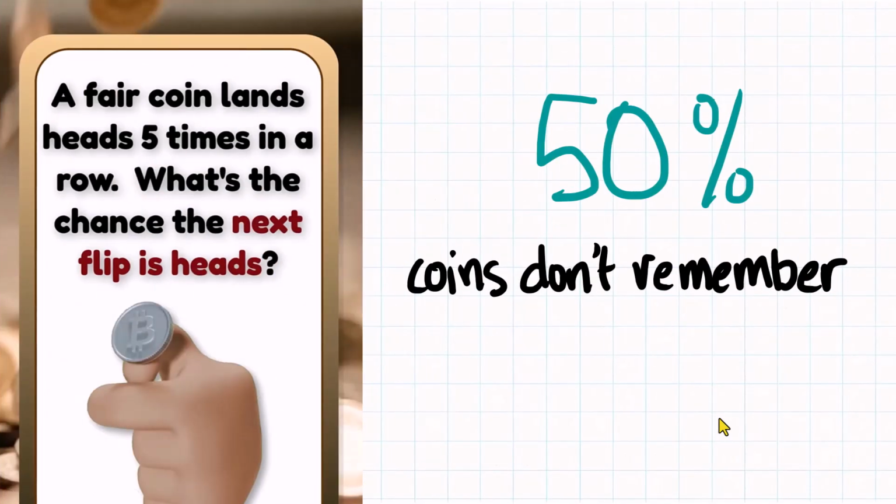Yeah, a fair coin lands heads 5 times in a row. What's the chance the next one is heads? It's still 50%. Coins don't remember what they just did. Every time you toss it, it's 50%, heads or tails.